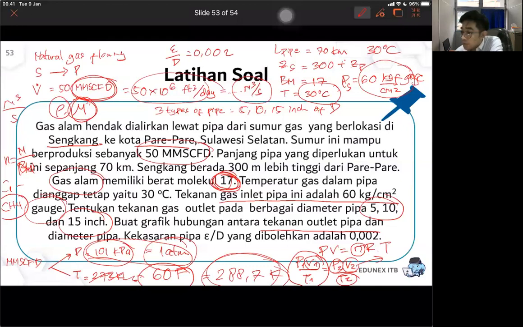Okay, any question? So that's all the steps, right? I hope you already understand how to calculate. This is the type of our second exam.